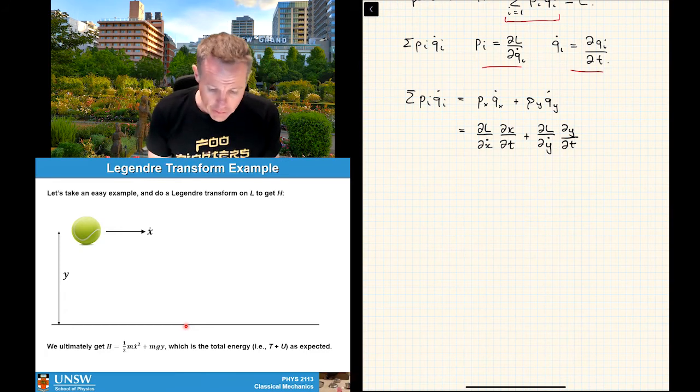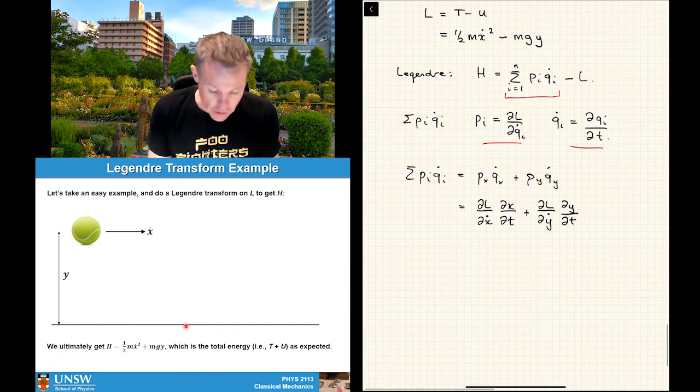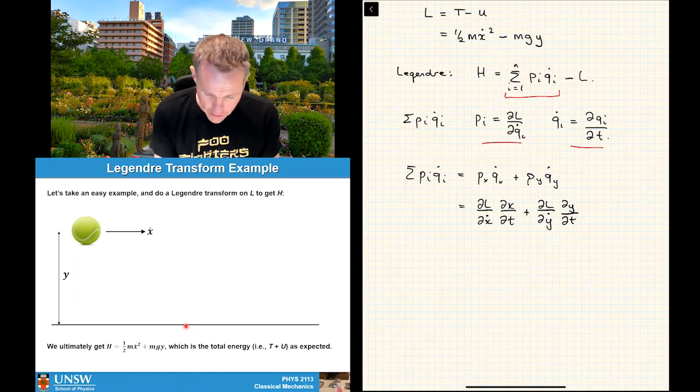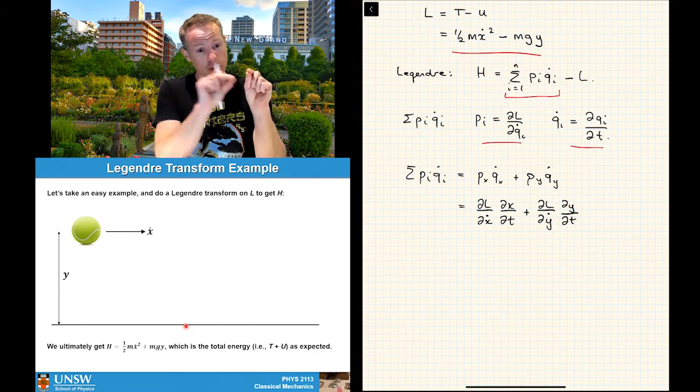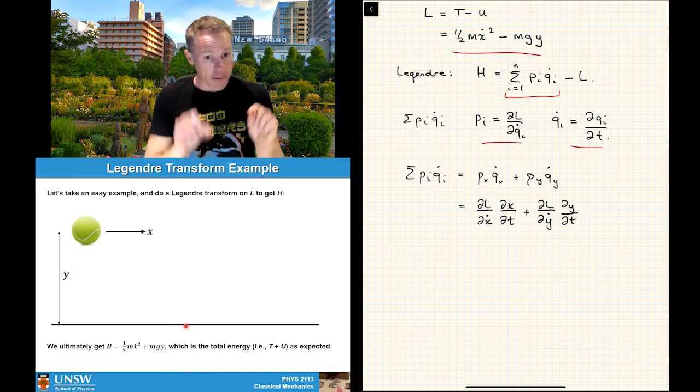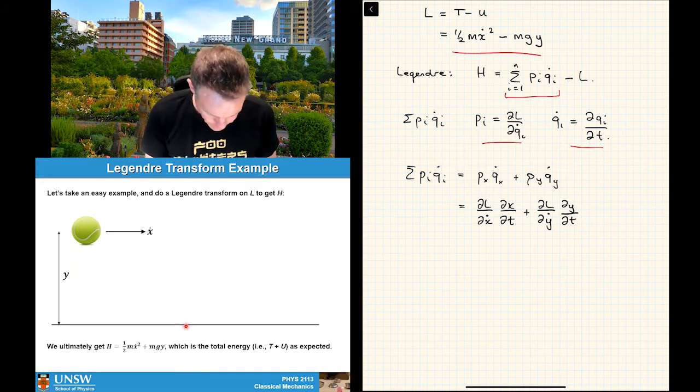What I need to do now is look back up to where my Lagrangian was, because I need to do some derivatives, right? I need to do dL on dx dot, and if I look back up here to my Lagrangian, I'm going to get a 2 down from the x dot squared, so this is going to be m x dot.